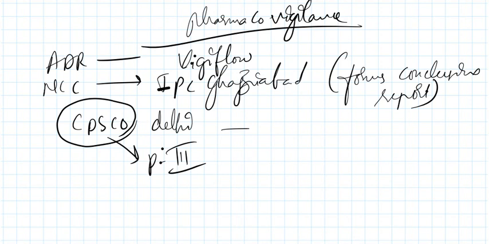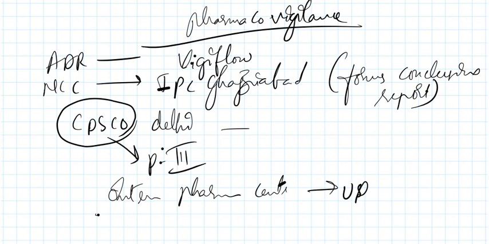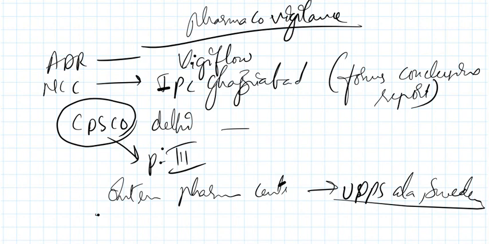Now, the International Pharmacovigilance Center is present where? At Uppsala, Sweden. International Pharmacovigilance Data Center is present in Uppsala, Sweden. Okay, next.